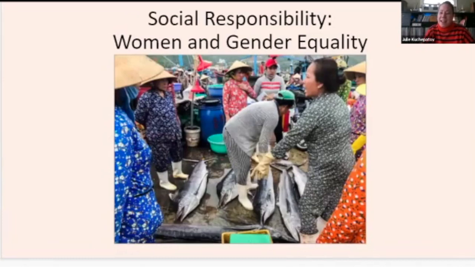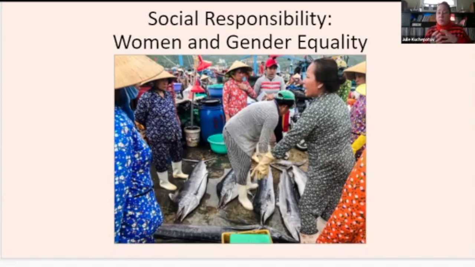Okay, so here's what I am working on specifically. This is also a piece of social responsibility, but gender equality and women's empowerment is really a cross-cutting theme across all of these things, because environmental sustainability also has a significant gender component. Women are the ones that are affected most by climate change. Women are the ones that are most affected by changes in fishing practices, usually.